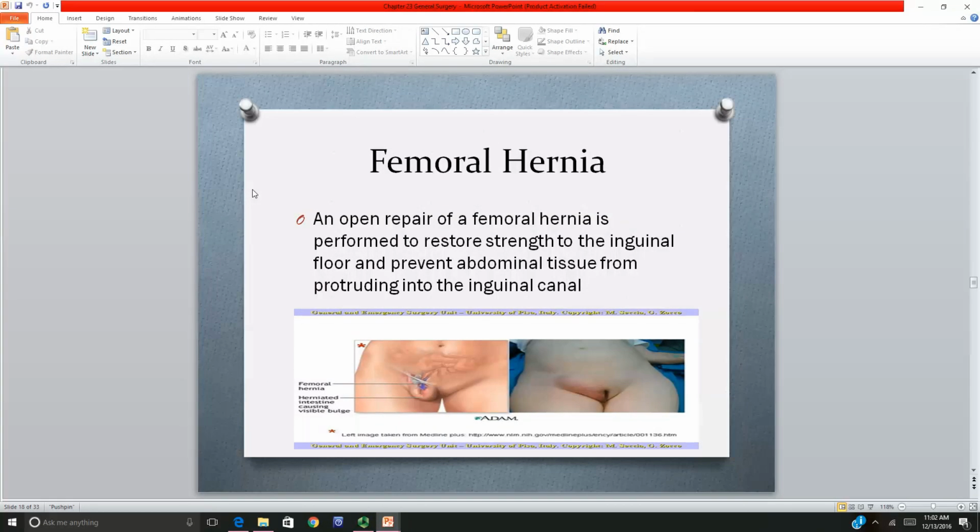Femoral hernias occur most often in females. Multiple childbirth, obesity, and inherent weakness in the abdominal wall can create a weakness in the fascia that can allow herniation of the abdominal tissue into the canal. The femoral hernia sac will be sent as a specimen once it's dissected out.